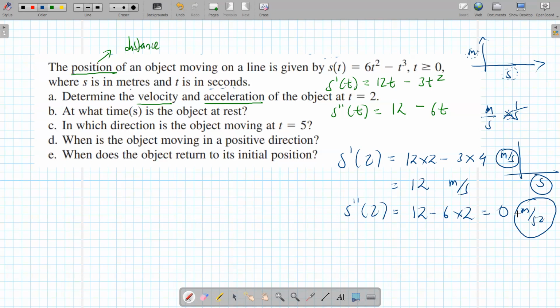What does acceleration actually mean? It means how fast your speed is changing. So at that point, the speed is constant. That's what that means. It's traveling steadily at 12 meters per second.